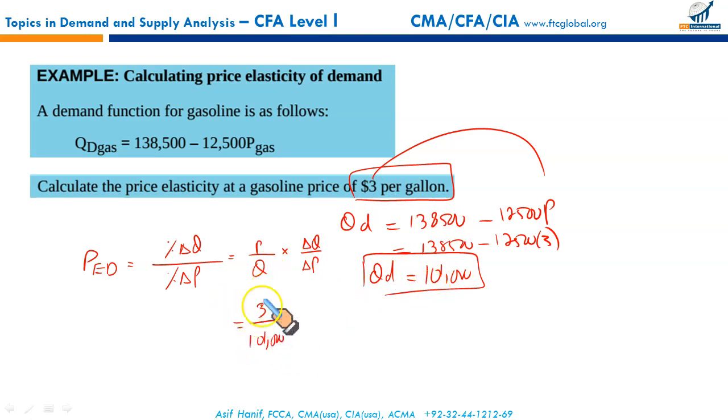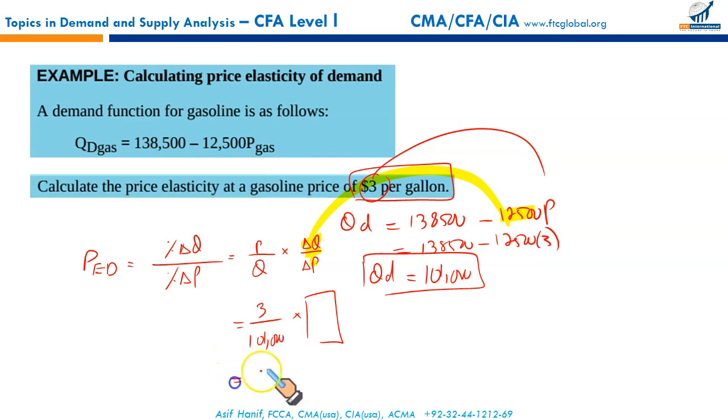What are we looking for? The price elasticity of demand at this particular price. So price is 3, quantity demanded is 101,000. What we are looking for is delta Q by delta P. And what is delta Q by delta P? Just look at the demand function. What you see as the coefficient of P is in fact the gradient of this line. That's what you call the gradient, which you need to plug in here as delta Q by delta P, and that will give you the elasticity of demand.